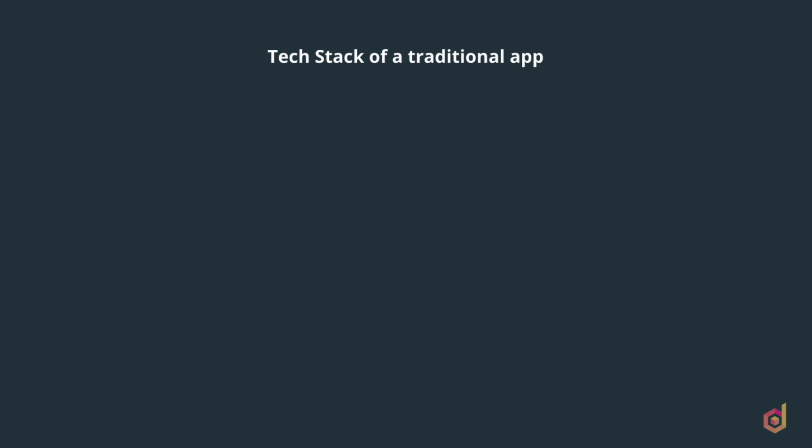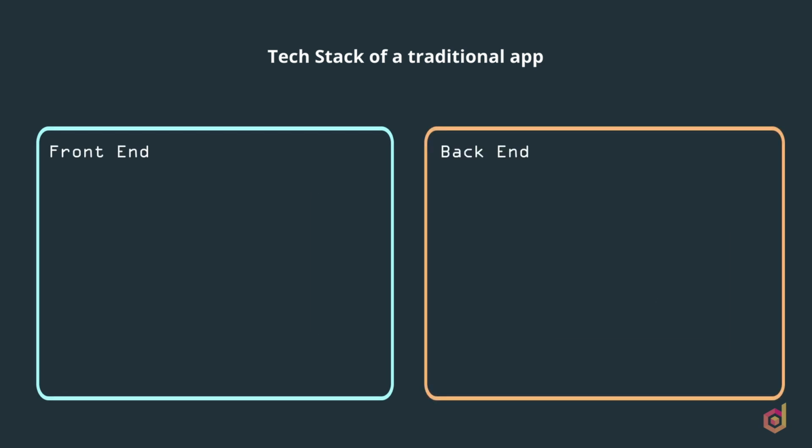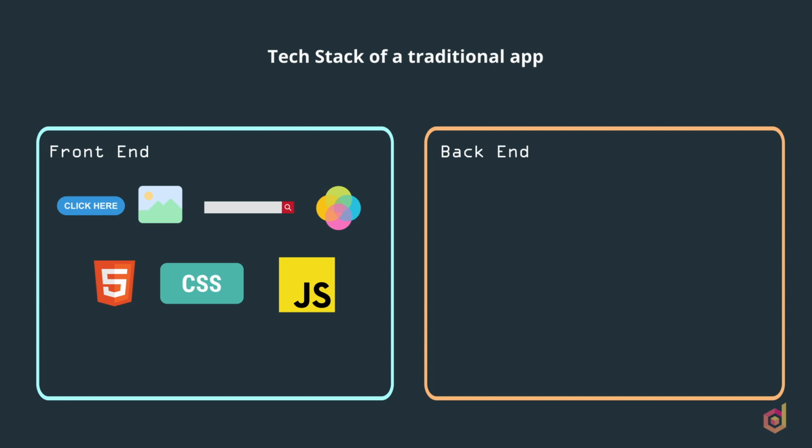Any application's tech stack can be divided into two parts, the front end and the back end. The front end consists of what you see and interact with, like buttons, images, inputs, colors, etc. They are all developed in HTML, CSS and JavaScript. There are many front-end frameworks also, like React.js, Angular, etc. And for the CSS part, Bootstrap, Tailwind, etc.